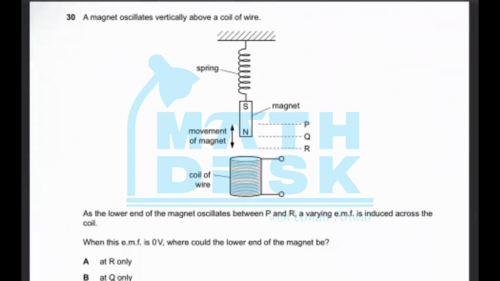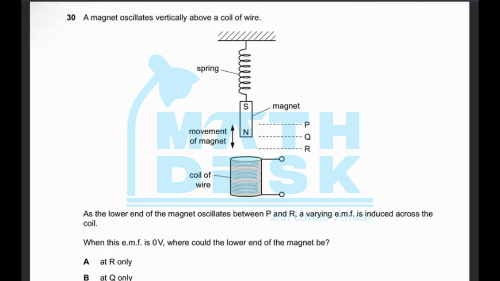Question number 30. A magnet oscillates vertically above a coil of wire. So this is the magnet which is being made to oscillate using this spring, and this is the coil of wire. As the lower end of the magnet oscillates between P and R, a varying EMF is induced across the coil. So the lower end of the magnet is moving towards the coil and then moving away from the coil.